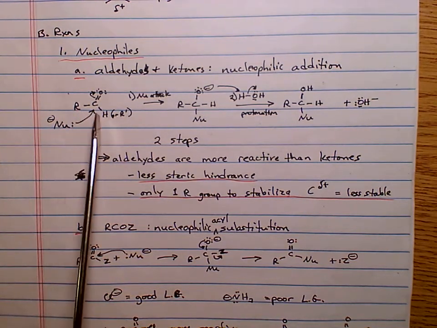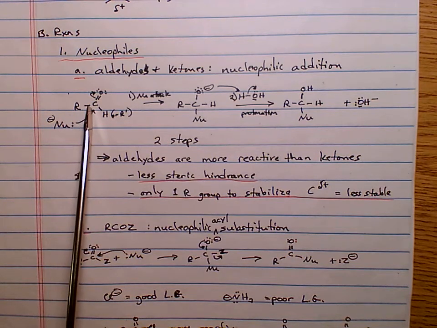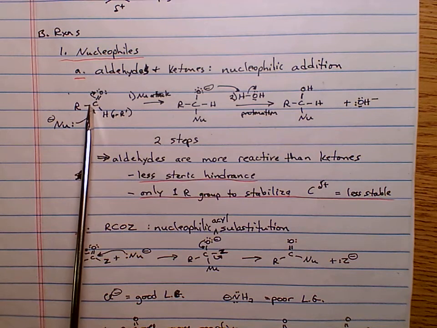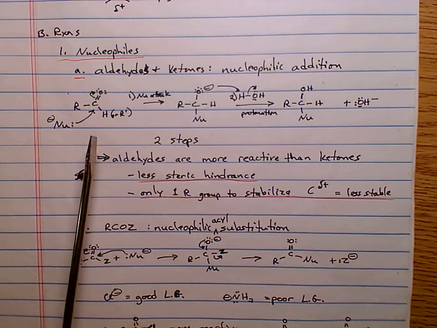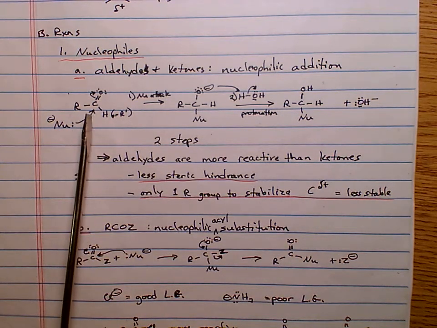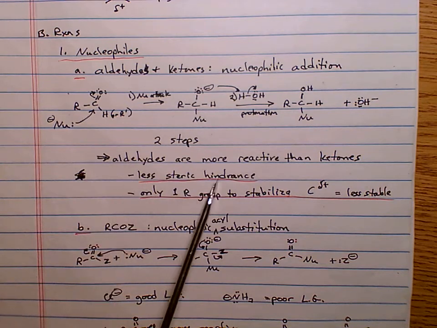If you've got alkyl groups on here, they're both electron donating. The carbonyl carbon is a little bit less positive, which means it's a little less attractive to the nucleophile. So two R groups stabilize the carbonyl positive charge a little bit better. Aldehydes only have one R group on there and a hydrogen, so aldehydes are more reactive. The carbonyl carbon's a little bit more positive.